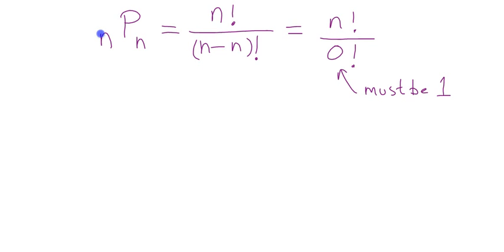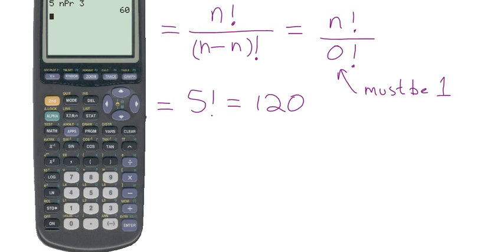So 0 factorial is defined as 1. You can even plug it into your calculator. You can go 0 and the factorial, and it will come out as 1, right? Because it's by definition. So this formula can work, right? So if we do 5P5, that's equal to 5 factorial, which is 120, right?